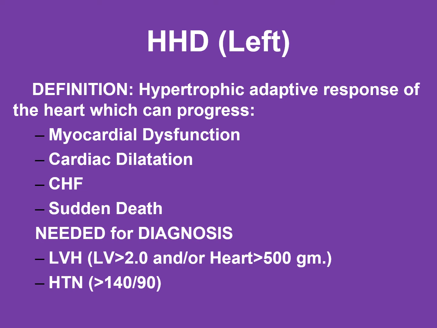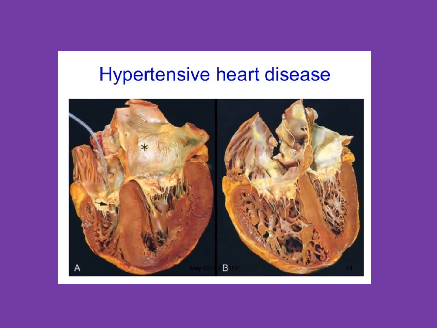So the definition of hypertensive heart disease is that the hypertrophic adaptive response of the heart can progress into myocardial dysfunction, cardiac dilatation, congestive heart failure, or sudden death. So again, this is a hypertrophic heart and this is a dilated heart.